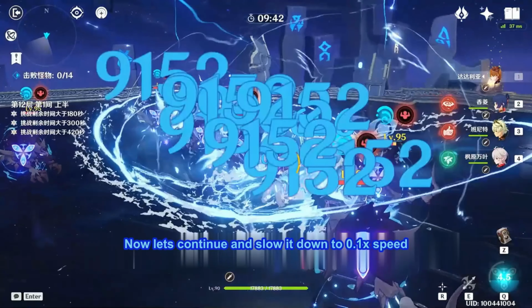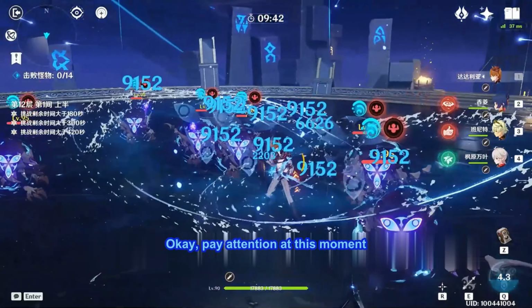Now let's continue and slow it down to 0.1x speed. Okay, pay attention at this moment. The damage numbers 2203 and 6626 in this frame are the damage from the normal attack just now. We need to subtract these 2 damages. The remaining 9152 is all damage from flow. So why, in this instant, can we see 9 numbers of 9152 on the screen?